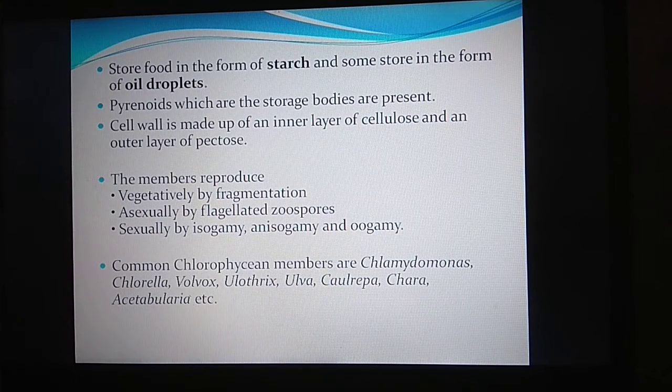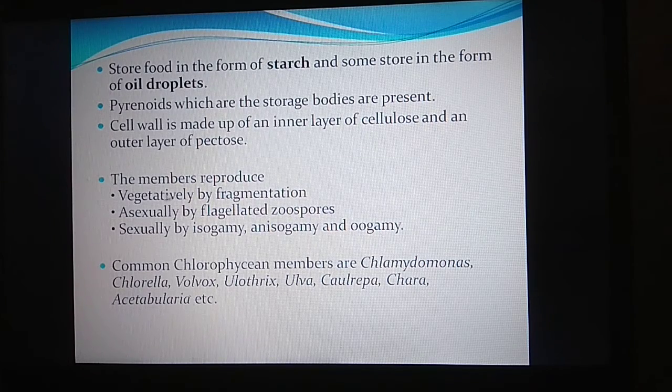Now the food stored in the green algae is in the form of starch, okay, and some store in the form of oil droplets. So different types of food storage are seen in different types of algae. So in the green algae, the food is stored in the form of starch and oil droplets. Okay, pyrenoids, which are the storage bodies, are also present in the green algae. The cell wall is made up of an inner layer of cellulose and an outer layer of pectose. So the cell wall in these green algae is made up of cellulose and pectose.